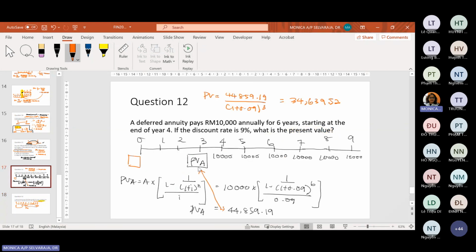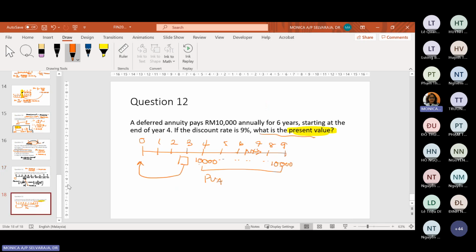Otherwise, you have to keep calculating. Like you have to put 10,000, divide 1 plus 0.09, power of 1, 2, 3, 4, plus 10,000, 1 plus. So this is wrong. This is not supposed to be like this. So from here, 5, 6, 7, 8, 9, 10. Calculate. Then from here, one by one. So we don't want like that. This is too troublesome. I don't want this kind of answers.